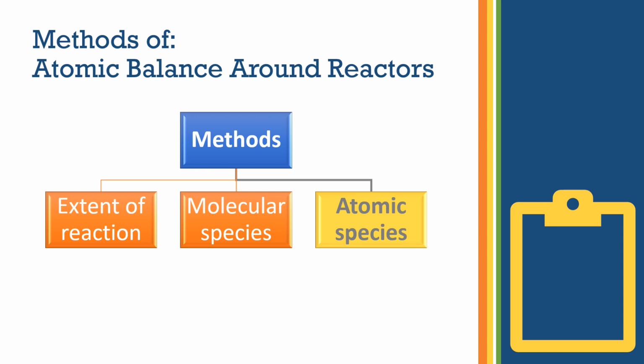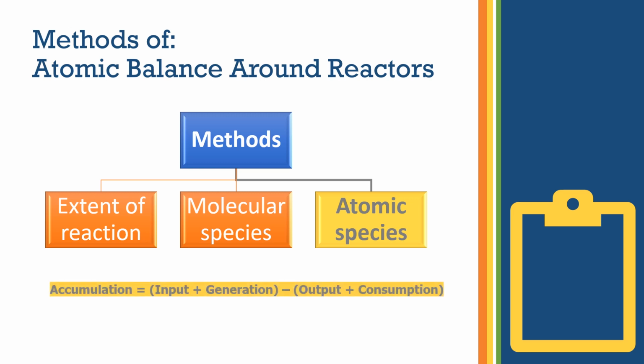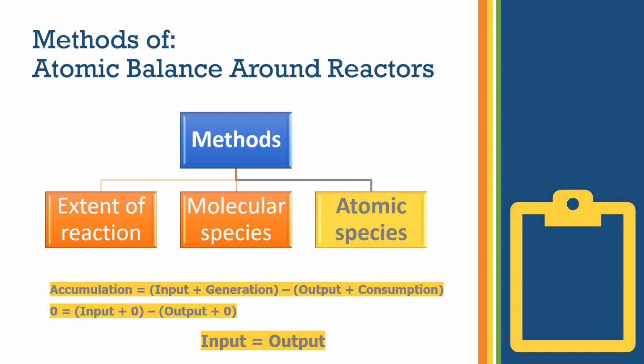If you remember, the general material balance equation is that accumulation is equal to the summation of input and generation minus the summation of output and consumption. And in the third method, we are talking about atoms. So in atoms, we don't have accumulation. We have neither generation nor consumption. So the material balance equation will be reduced to input is equal to output. And all of our calculations will be based on this fact.